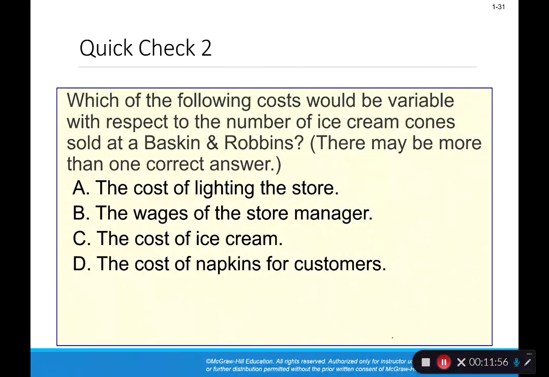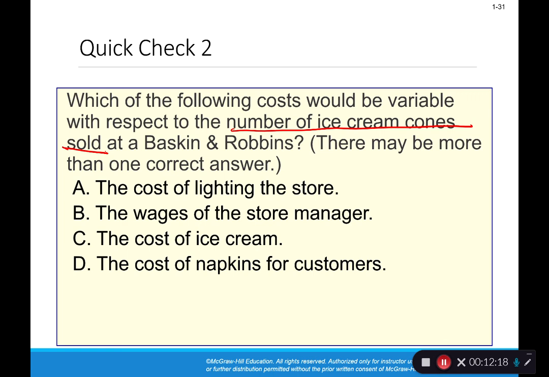So let's do a little quick check. Which of the following costs would be variable with respect to the number of ice cream cones sold? We got to know what our driver is. So the ice cream cones is the driver. So take a minute, pause the video, and identify each one of these items as either fixed or variable with respect to the number of ice cream cones sold.